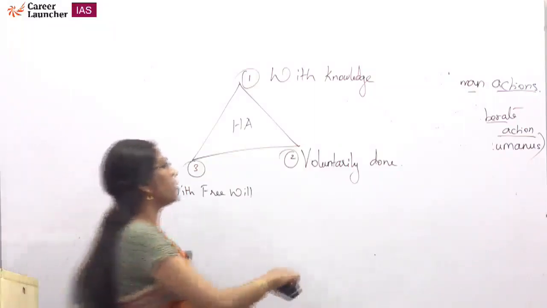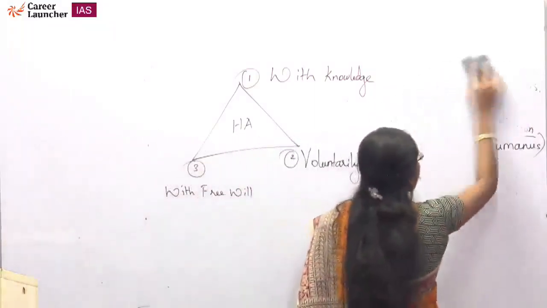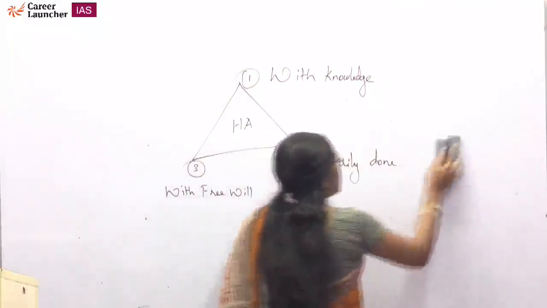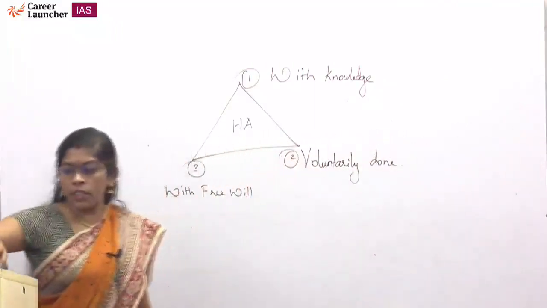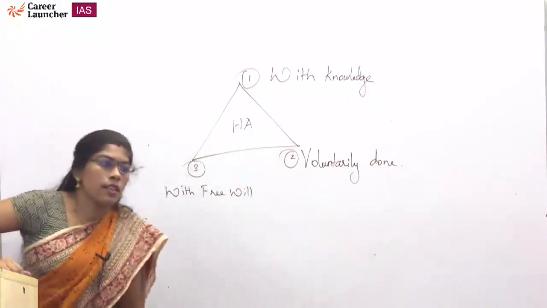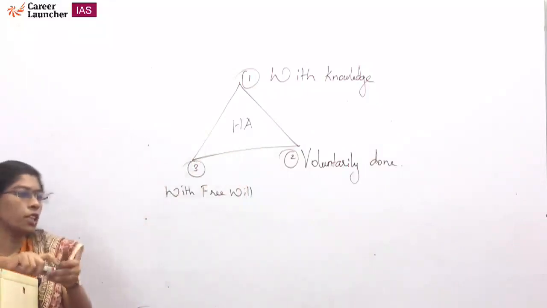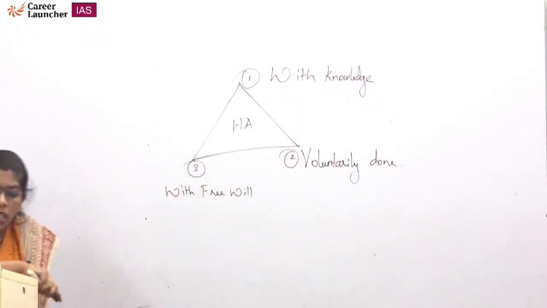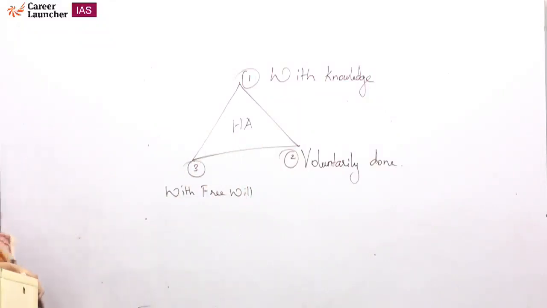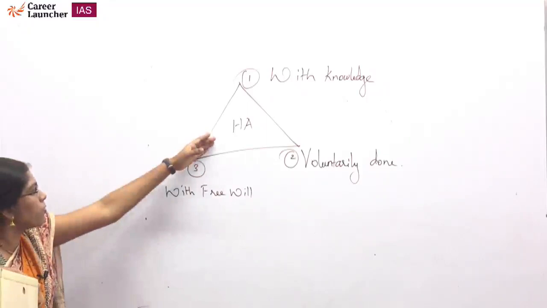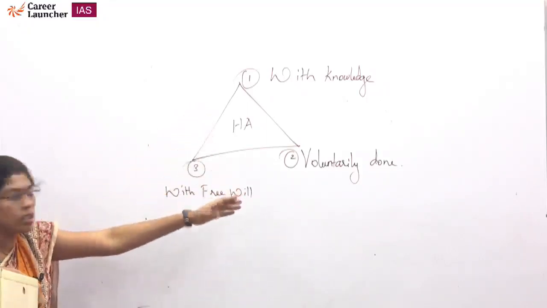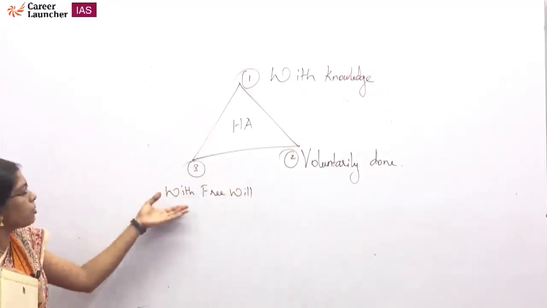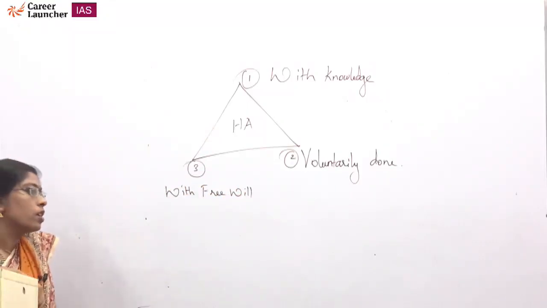Even while delivering a judgment, a judge will consider all these factors. According to them, the punishment also increases or decreases. The intensity of the punishment varies based on the manner in which the crime has been committed. So we are saying the human action has to be performed with knowledge, voluntarily, and with free will. So let me tell you a story.